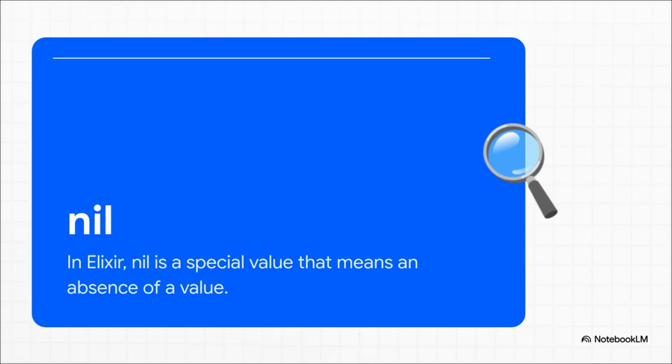First up, nil. Now, if you're coming from pretty much any other programming language, you've seen something like this. Null, none, you know the drill. It just means there's no value here. But here's the key thing to remember. It's not the number 0, it's not an empty string, it's just nothing. The pure absence of information. And that little detail, it's super important.